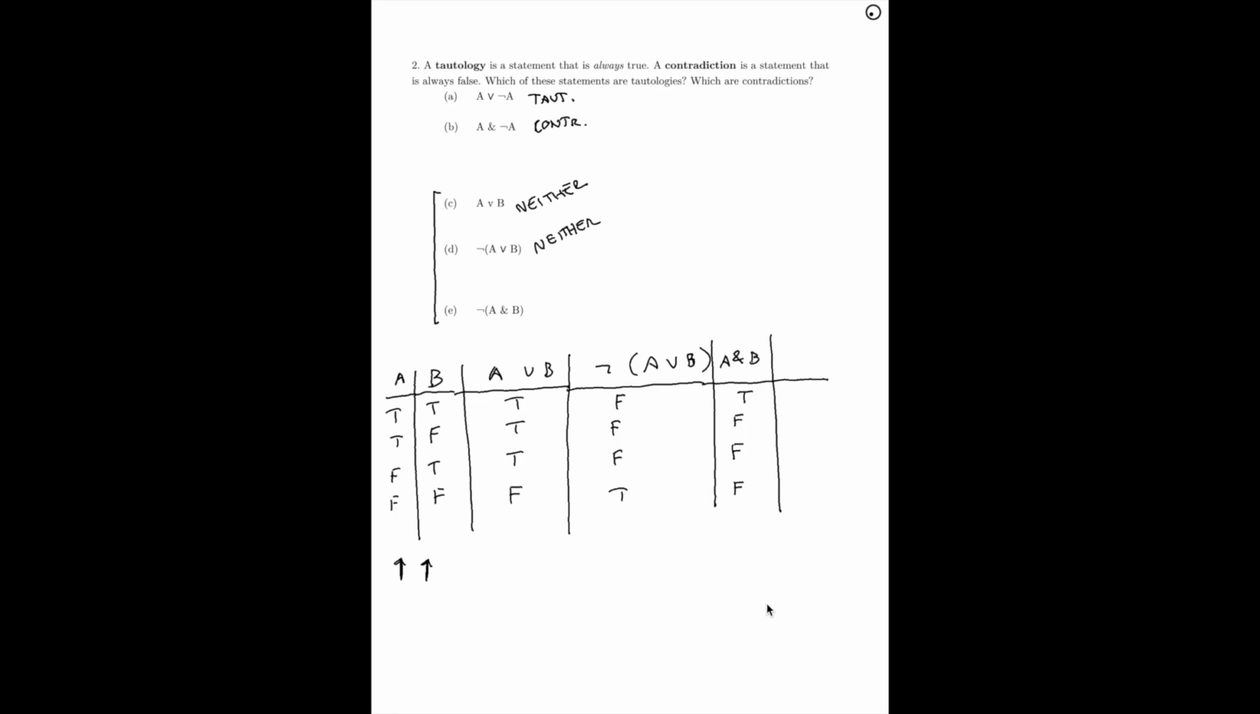Now, is this a tautology or contradiction? No, it's neither, but what we care about is not A and B. And this is again just going to flip these truth values to false, true, true, true, because we're taking not of this column over here. And so it's also not going to be a tautology or a contradiction. So it's neither. Okay, and we're done for this exercise.